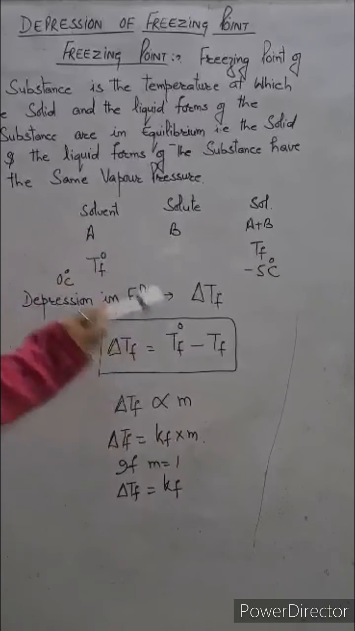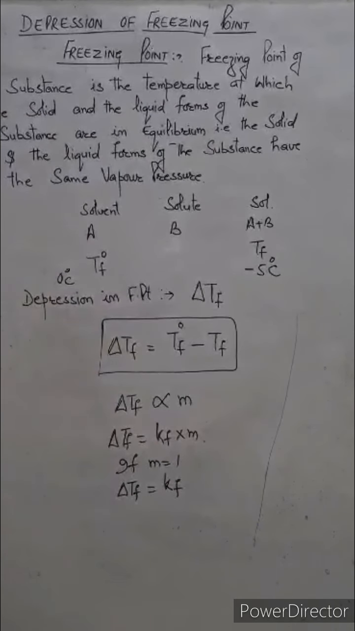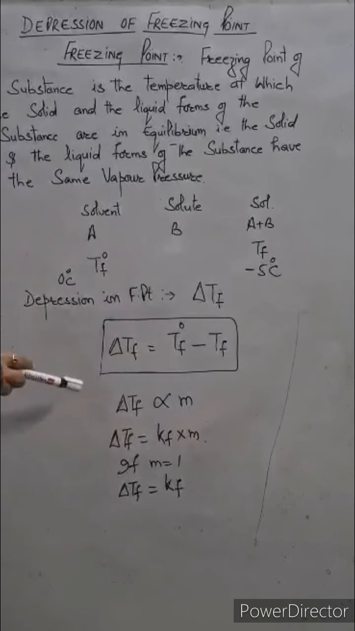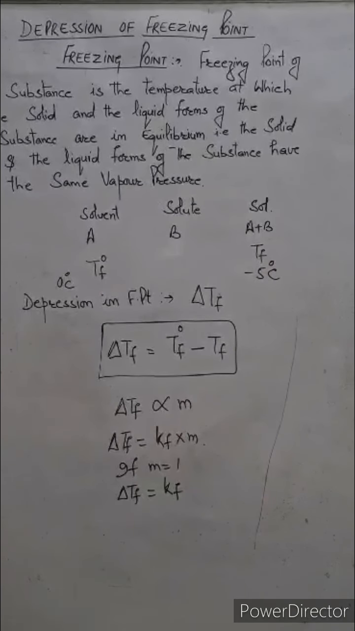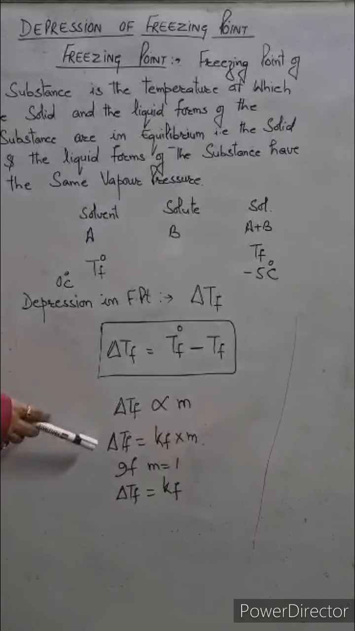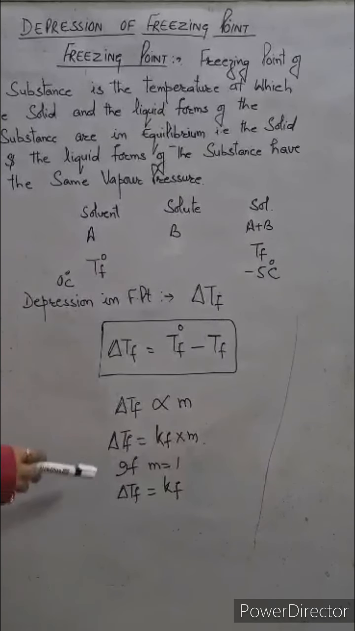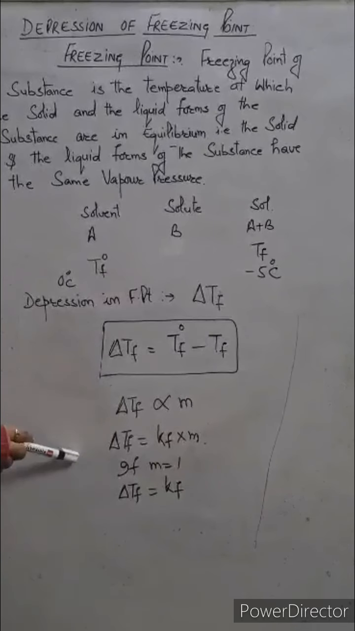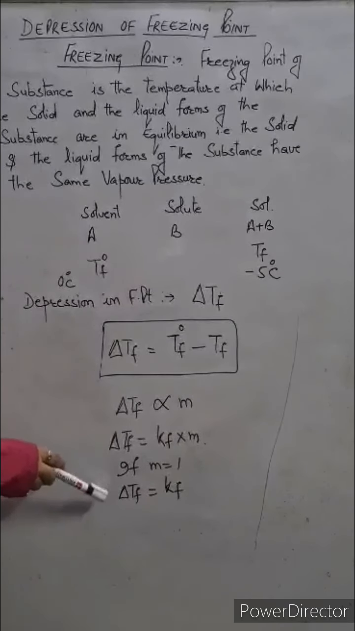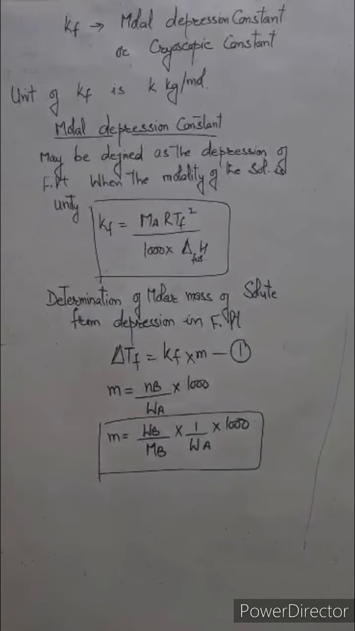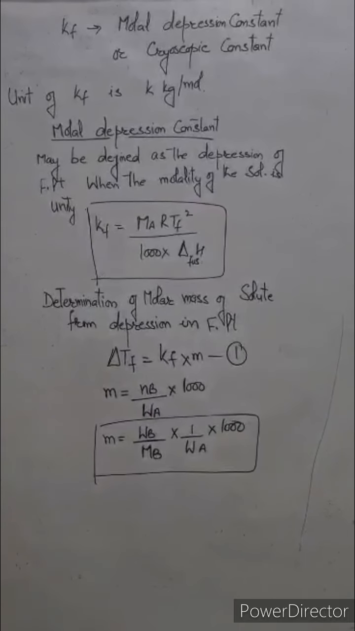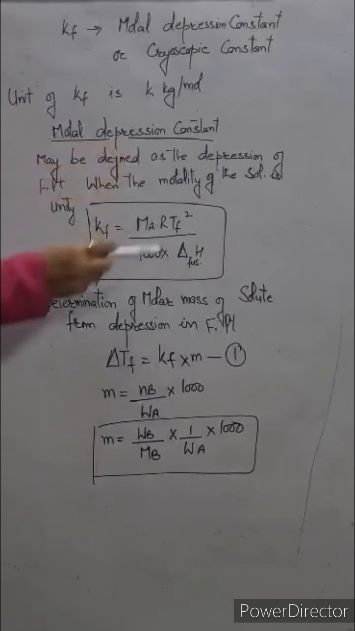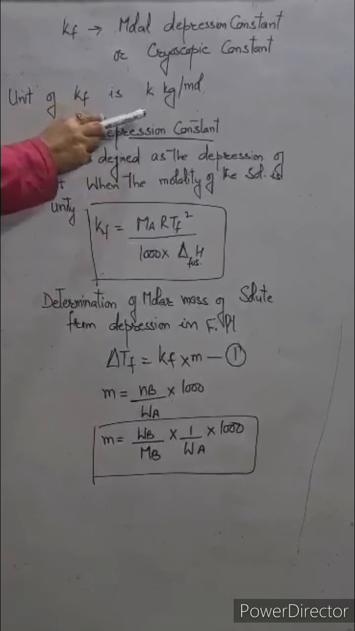So, as observed experimentally, delta TF is directly proportional to m, and you know m is molality, that is calculated experimentally. So, if delta TF is directly proportional to m, delta TF is equal to KF into m. If m is equal to 1, that is, molality is 1, then delta TF is equal to KF. KF is a constant known as molal depression constant, or cryoscopic constant. The unit of KF is Kelvin kilogram per mole, right?